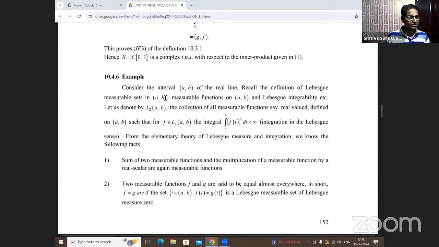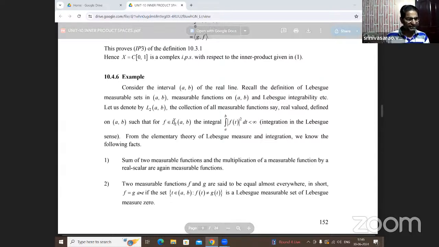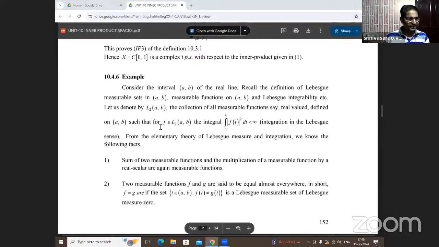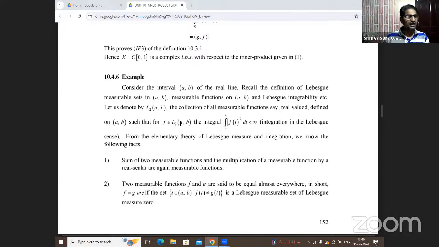So recall the definition of Lebesgue measurable sets in the open interval AB. The space of Lebesgue measurable functions is also an inner product space through integration. Here F is the collection of measurable functions, real valued, defined on the open interval AB, with Lebesgue integrability. So F is any Lebesgue measurable function in L2 of AB, meaning the integral from A to B of mod f of t whole square dt is less than infinity. This is in the Lebesgue sense: Lebesgue measure and integration.